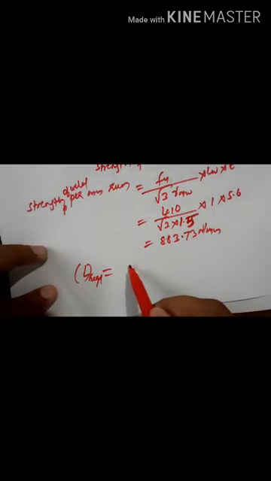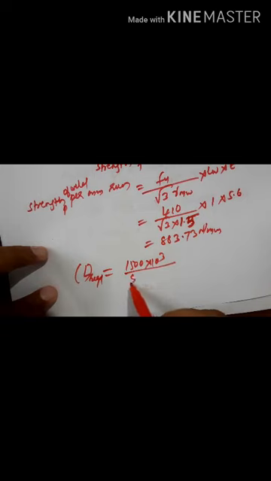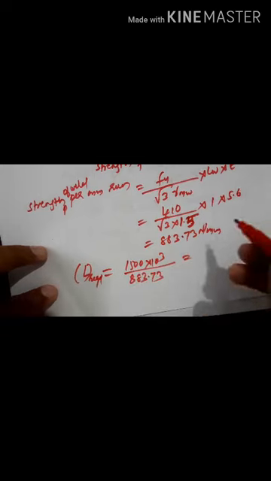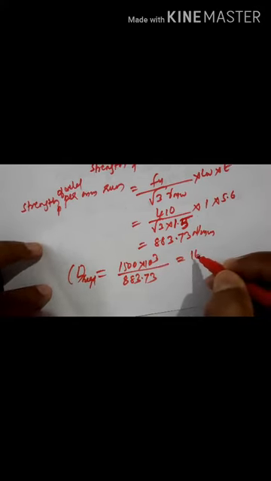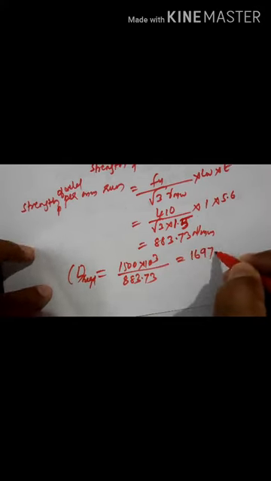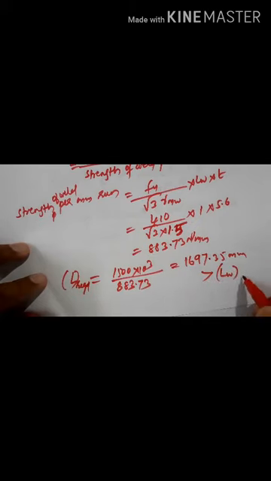Then calculate the required length. Load is 1500 into 10 raised to 3 Newton divided by 883.73. You will get 1697.35 millimeter, which is greater than the length of weld available.